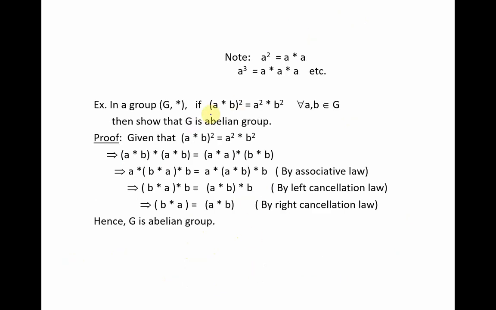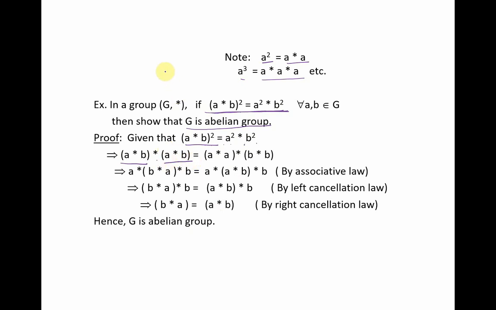See another property. Now we write A square as A star A and A cube as A star A star A. Now we say that if A star B whole square is equal to A square B square, then G is an abelian group. We will take this to be true, and by using this assumption we will show that the group is abelian. So this A star B whole square can be written as A star B star A star B.